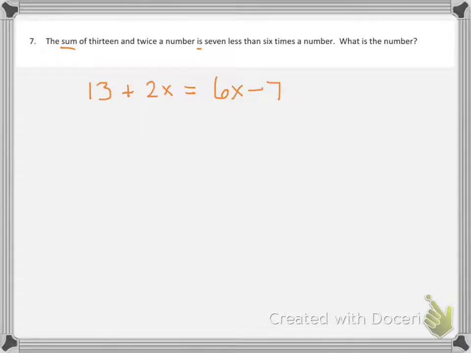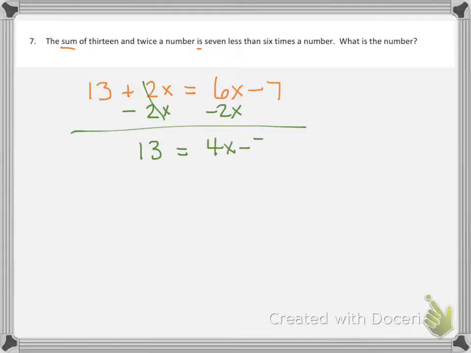Okay, there's my equation. Now I'm going to get all of my x's, my variables, on the same side. So I'm going to subtract 2x from both sides. And that leaves me with 13 is equal to 4x minus 7. Add 7 to both sides. I get 20 is equal to 4x.